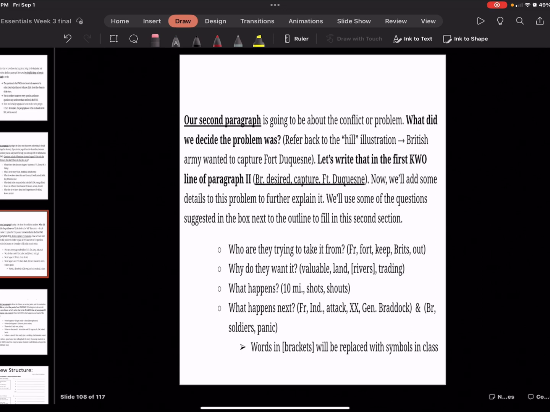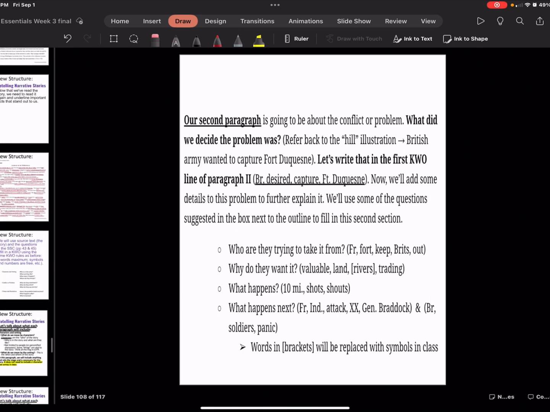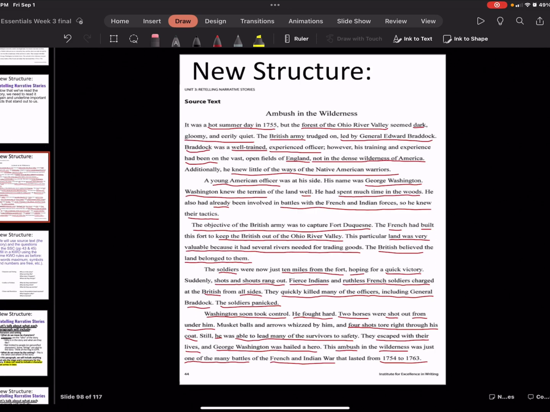Now, we'll add some details to the problem to further explain it in our paragraph, right? Or we can actually add some details in our keyword outline. We'll use some of the questions suggested in the box next to the outline to fill in the section. Who are they trying to take it from? So the French fort, keep the Brits out. So let's go back and look. The French had built this fort to keep the British out of the Ohio River Valley. We're in paragraph 3 here.